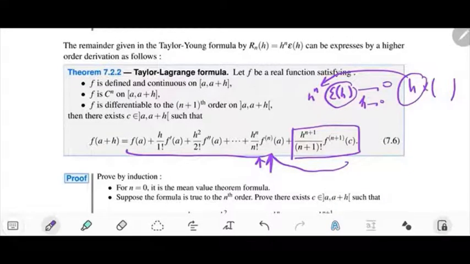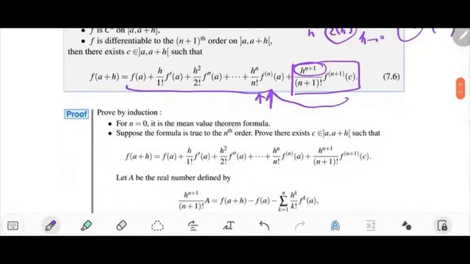So you would have h^(n+1) times a higher order derivative. So we can prove this, that it's a higher order derivative, of order n+1 or greater at a given point c, and c should be a point within the interval a, a+h. So this is the Taylor-Lagrange formula that we can prove also by induction.